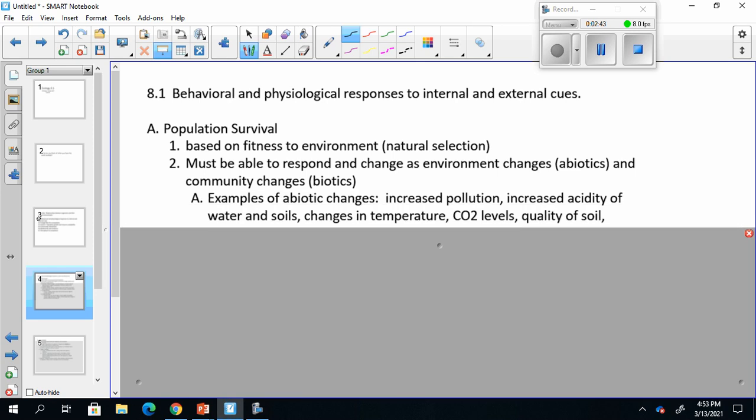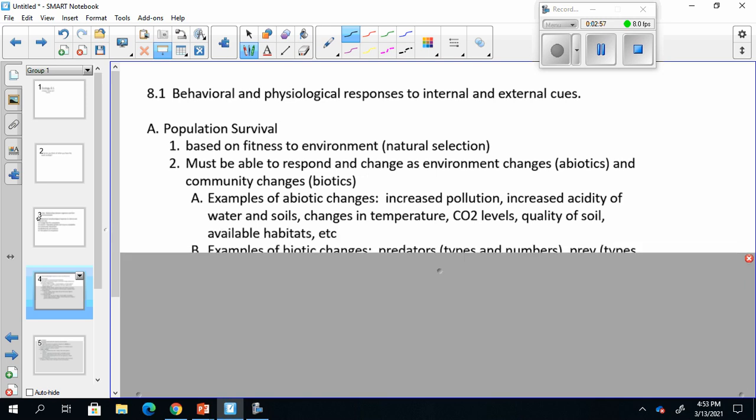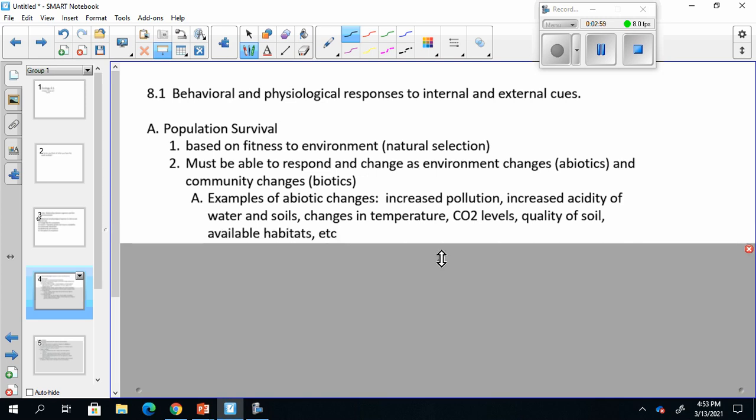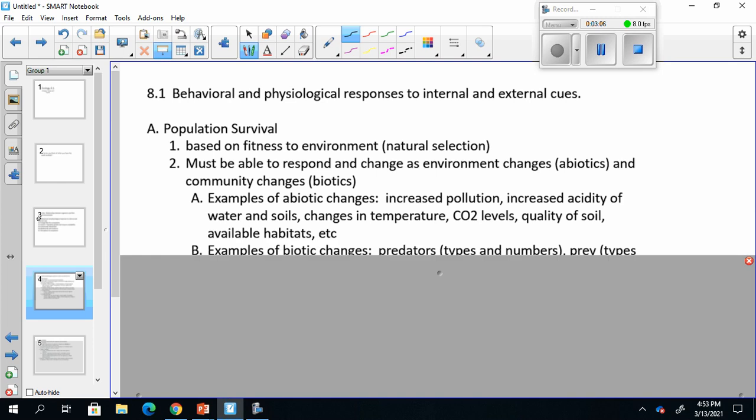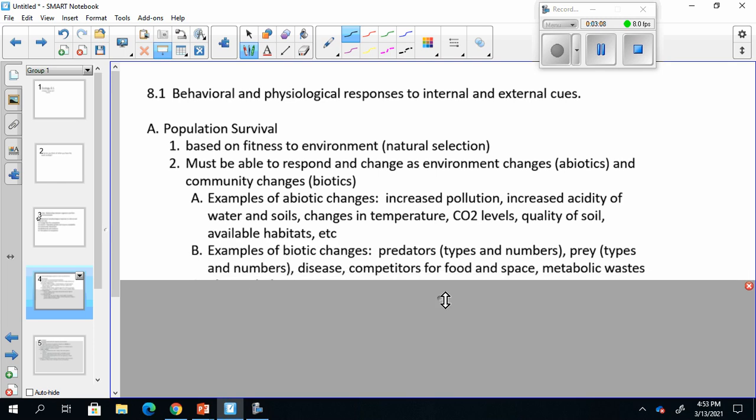Examples of abiotic changes are if there's more pollution, or the acidity of the water or the soil, changes in overall temperatures, carbon dioxide levels, quality of soil, available habitats. Anything that is a physical change, that's an example of an abiotic change. A biotic change is a living change. So predator levels, prey levels. So who's eating you and who are you eating?